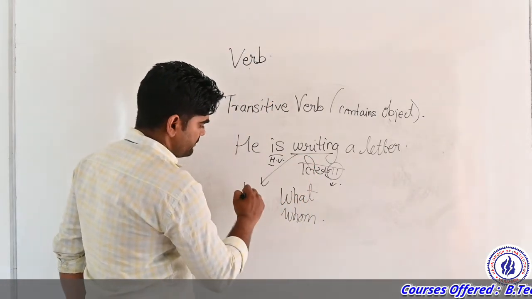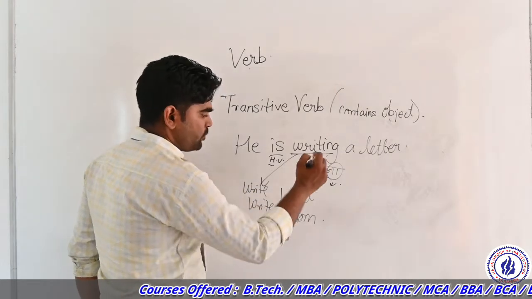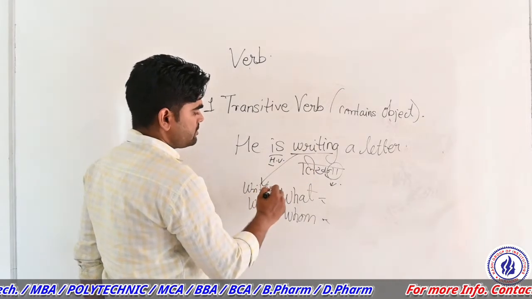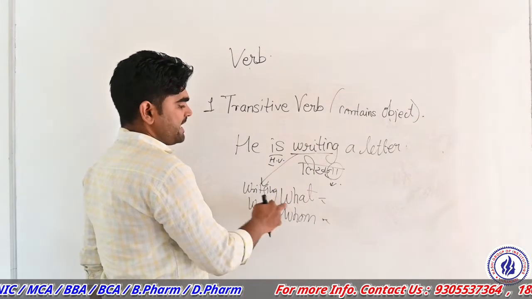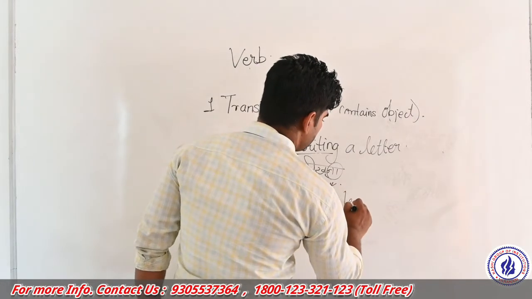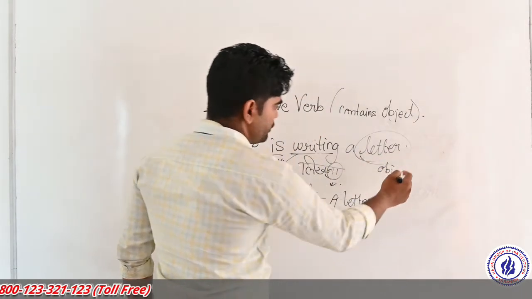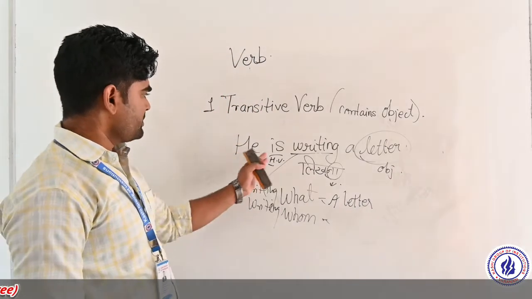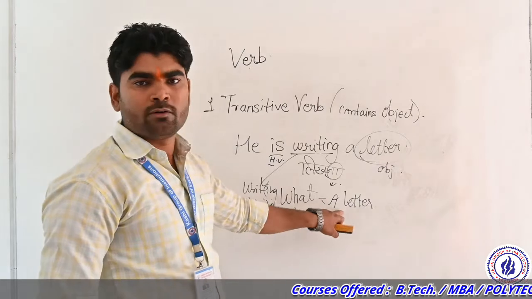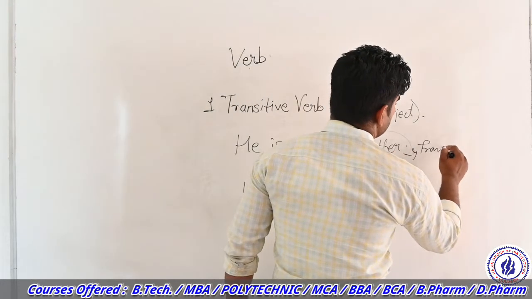Just write here: write. Answer: writing what? What is he writing? He is writing a letter. So this is your object. And writing whom? Is there any person? No. You got one object. So this is which type of sentence? Transitive.